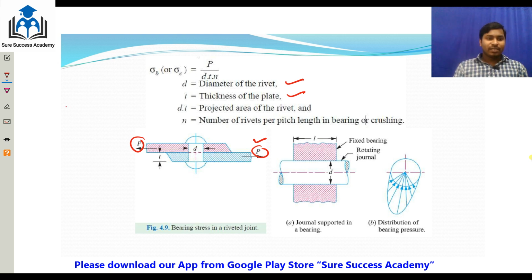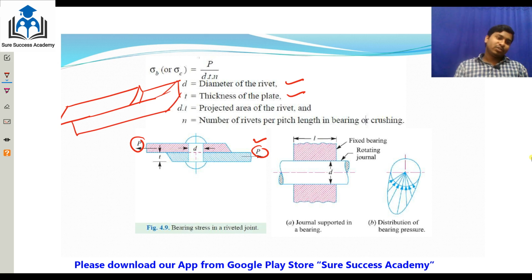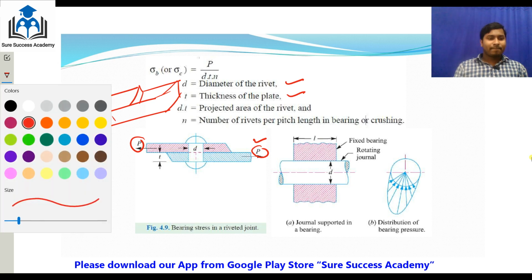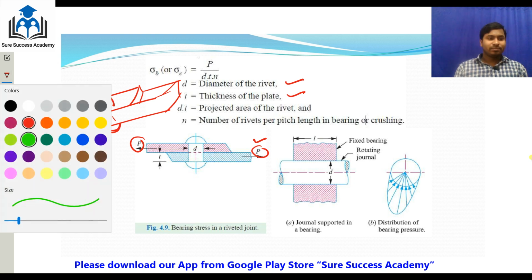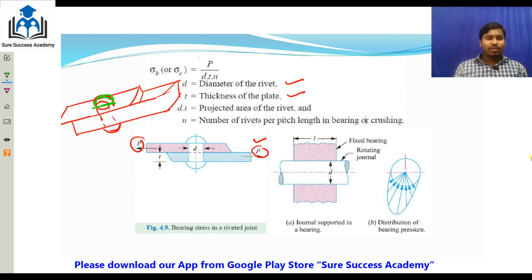Suppose these are the two plates, connected by rivets. This is the rivet. These are the rivets, connected by the rivet joints like this.